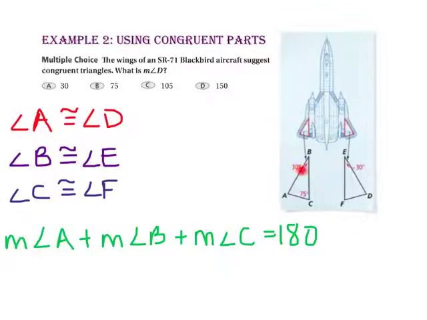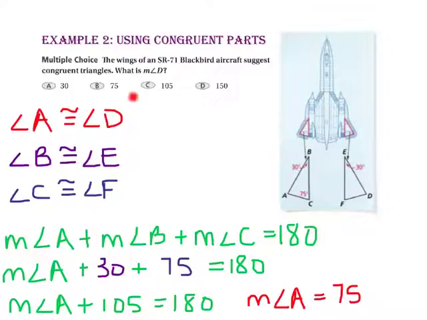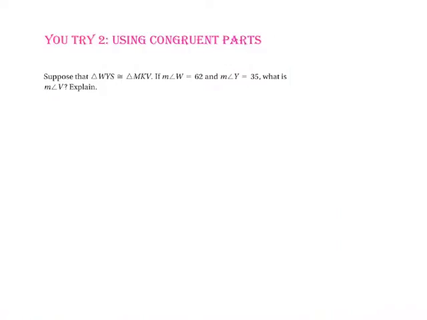If I substitute 30 degrees for the measure of angle B and 75 degrees for the measure of angle C, I can find the measure of angle A by using the triangle angle sum theorem. Combine like terms, and the measure of angle A plus 105 will equal 180. Use the subtraction property of equality to subtract 105 from both sides, and the measure of angle A will equal 75. Since angle A is congruent to angle D, and the measure of angle A equals 75, the measure of angle D will also equal 75. So our answer is B. Pause the video and do your try number 2.